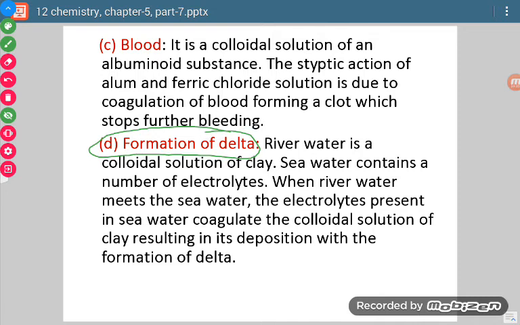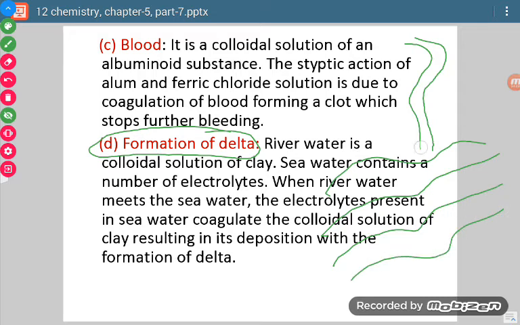Okay, now one very important use: formation of delta. You might have learned somewhere in history that the Sundarban delta is the most fertile land in India. So what are deltas? How are deltas formed? Now see, whenever there is a stream of a river, that water carries with it a lot of minerals. And when it comes near the sea, what happens?